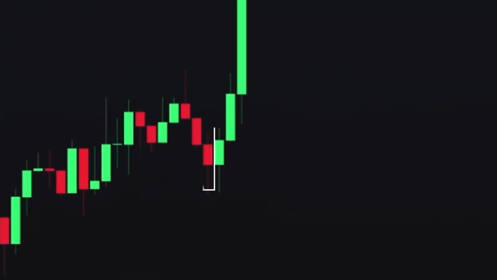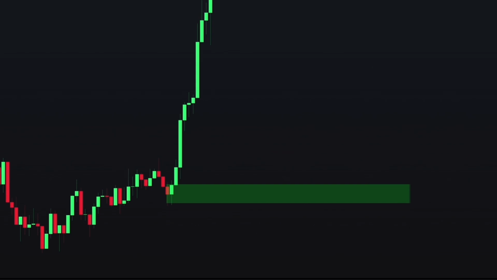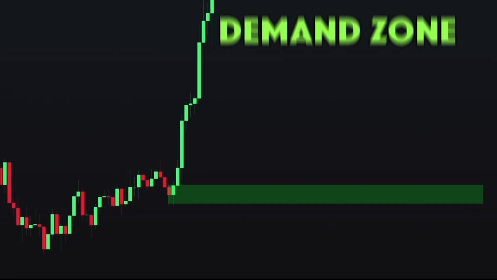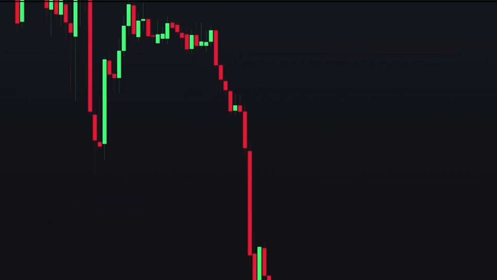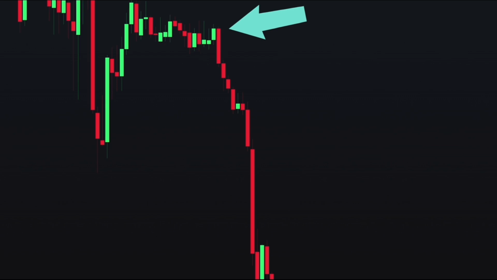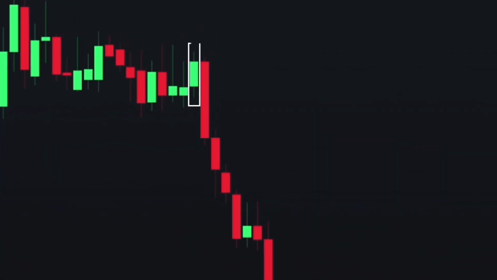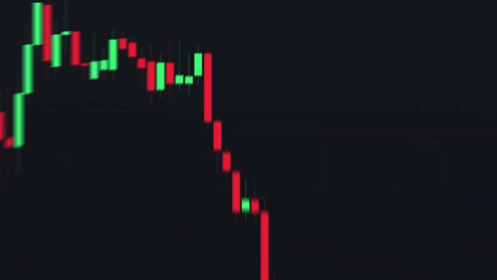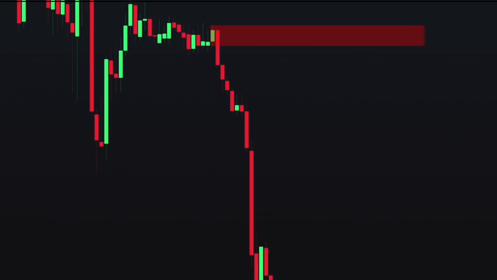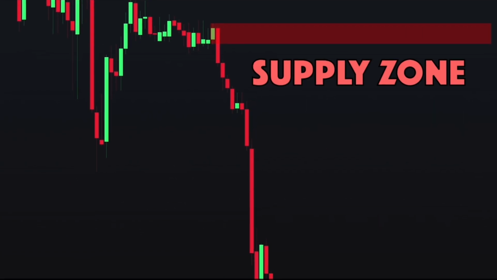What we want to do is find the red candle that preceded this aggressive buying, which would be this candle right here. Then you want to draw your area from the low to the high of the candle. This would now be your demand zone. Here's an example for supply. Here we have an aggressive selling, so we find the green candle right before the big move and draw an area from the low to the high of the candle. This is our supply zone.